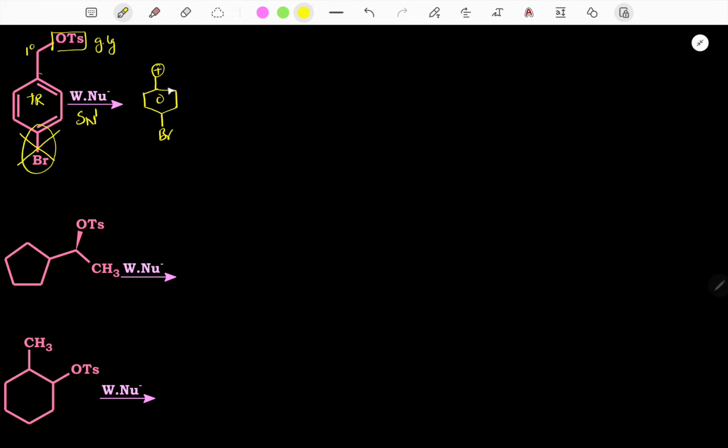Now here ring expansion migration is not possible. Now it reacts with the corresponding weak nucleophile and finally it gives the nucleophilic substitution product.